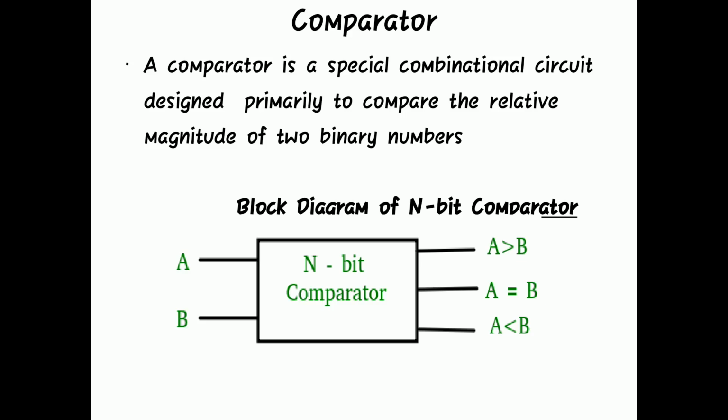On what conditions are we going to compare? There are three conditions for our comparator. These are compulsory. We need to check whether A is greater than B, or A is equal to B, or A is less than B. So always remember, in our comparator we will have a total of 3 outputs: A less than B, A equal to B, or A greater than B. This is the block diagram of n bit. N bit is nothing but general bit. It can be a 1-bit comparator, 2-bit, or 4-bit magnitude comparator.